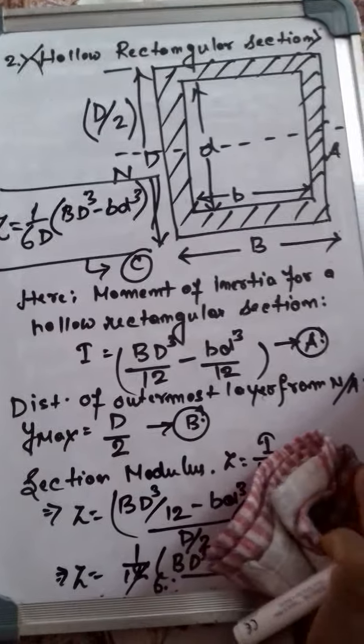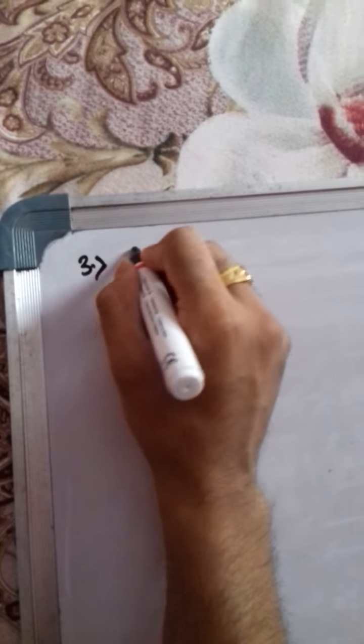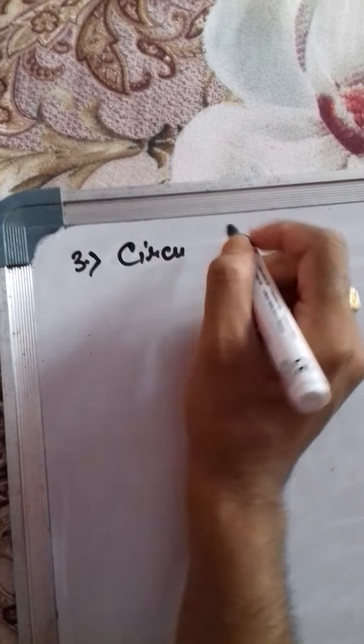Okay. Let us do it for some other sections. I hope these things are clear, right? These are all conceptual problems. These are all conceptual things you need to visualize. Now let us do it for a circular section.